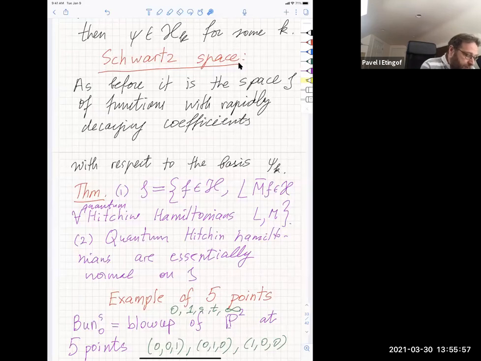And then the theorem is that, well, maybe this should not be a theorem. This is maybe a definition. And the theorem should be that quantum Hitchin Hamiltonians, part 2, which is quantum Hitchin Hamiltonians are essentially normal on this space. So this means that if I take any of them and add to it its complex conjugate, its adjoint, this is essentially self-adjoint on this space.